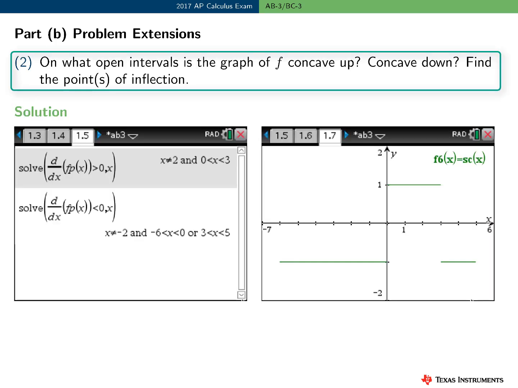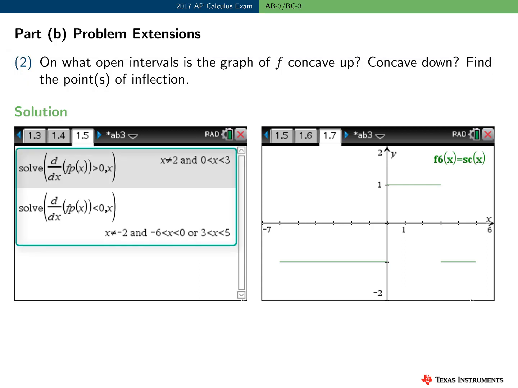Let's see if we can find the open intervals on which the graph of f is concave up, the open intervals on which the graph is concave down, and let's see if we can find the points of inflection on the graph of f. I need to find those values where f prime is increasing and those values where f prime is decreasing. So I started out by using technology and the solve command once again, and here are the resulting intervals.